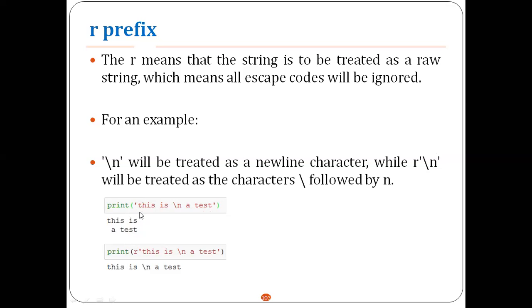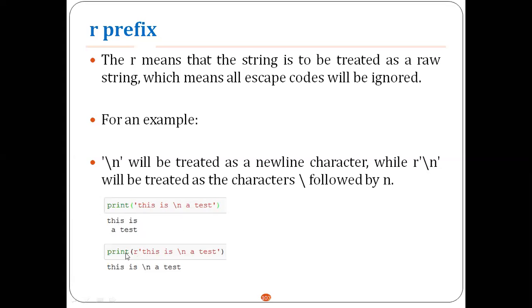If you consider the input as a non-raw input, then this is what the output looks like, because we have an escape code and that escape code will be decoded. So whatever you have will be printed in the current line, then a new line character, then the remaining characters will be printed here, that is 'a test'.